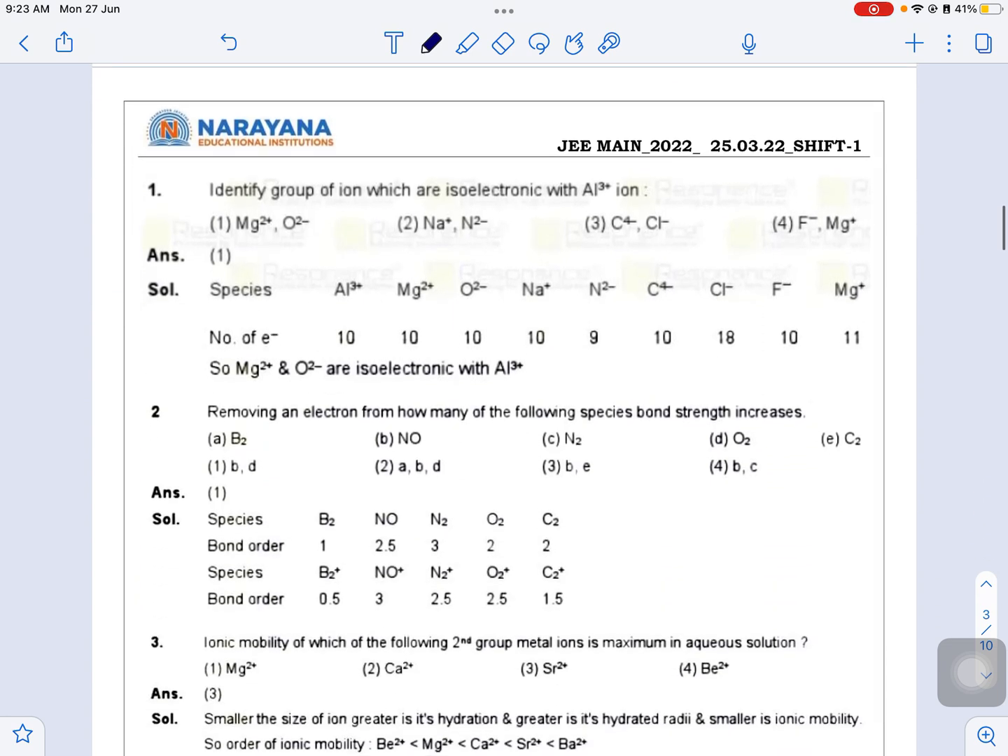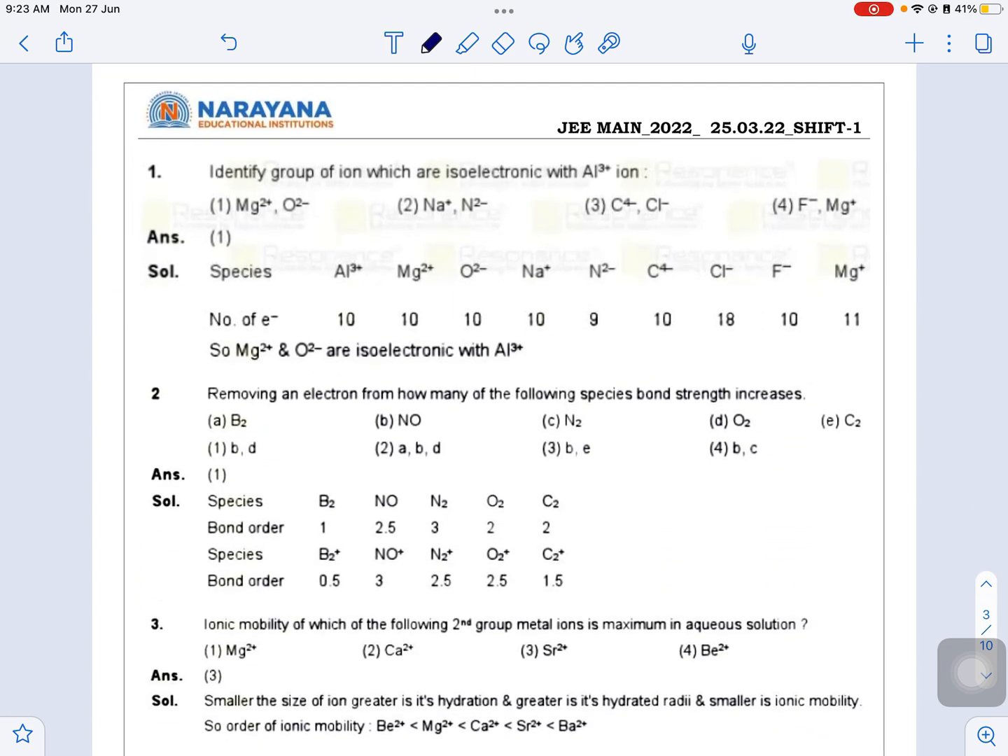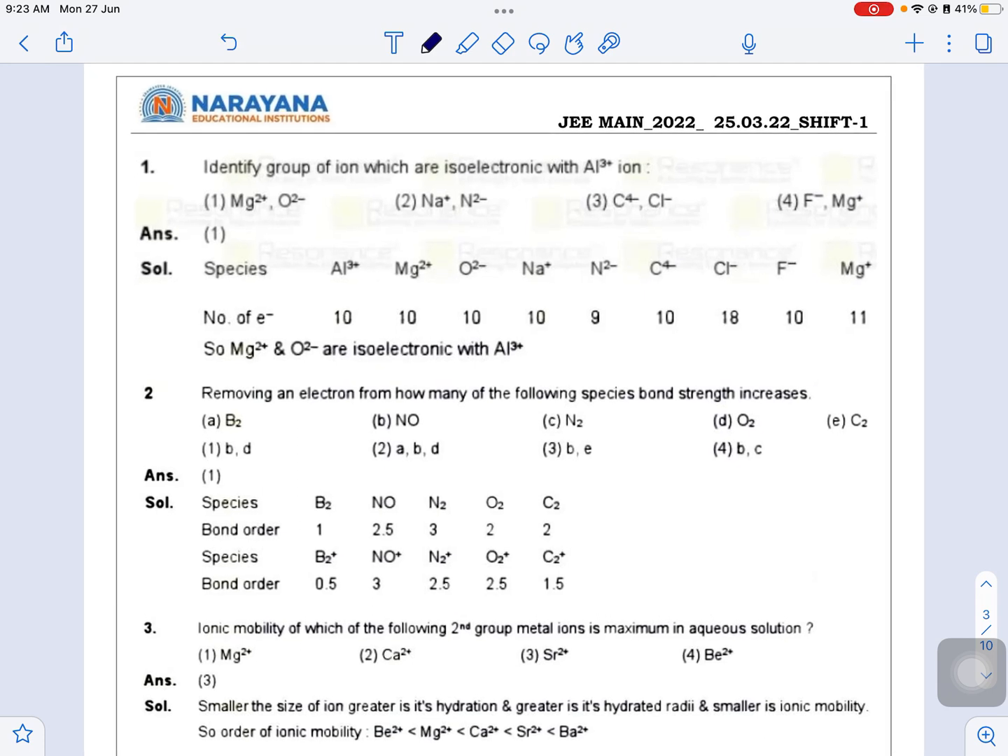So here we got around 25 questions. So let us start the first question discussion. Which ion is isoelectronic with Al plus 3? That means we should identify the species which have 10 electrons. Al plus 3 has 10 electrons.